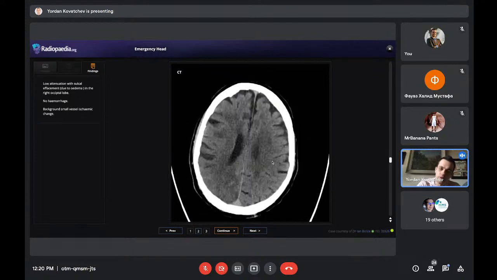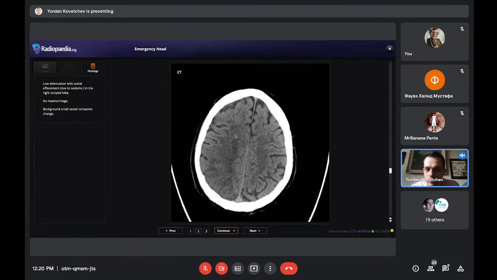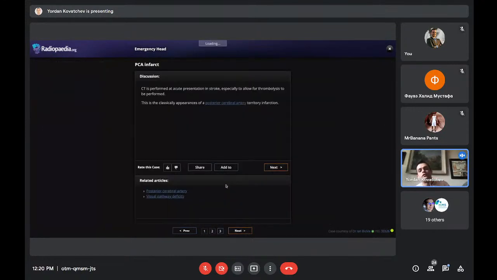So anyway, this you see rarely on a CT, but the whole brain is edematous. You don't see any sulci. You don't see any gray-white matter differentiation. This means that the patient is brain dead. This is not the case here. It's infarction in the occipital lobe. Yeah, posterior cerebral artery infarction.